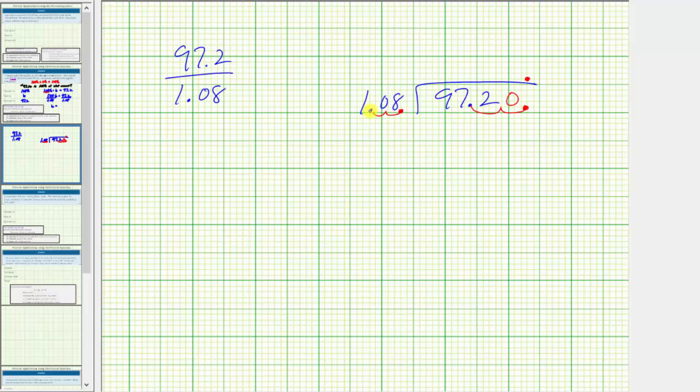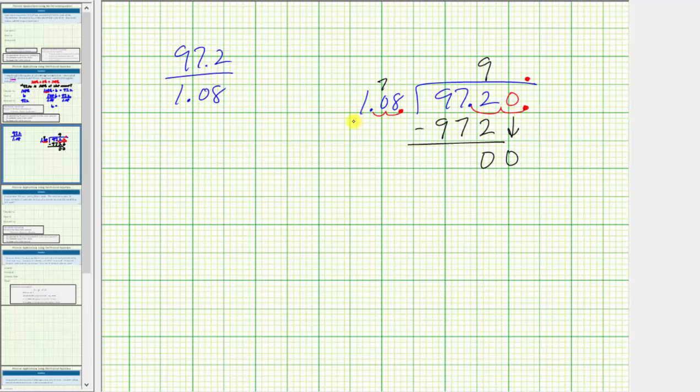So the first question is how many 108ths in 972, which I believe is 9. 9 times 8 is 72. Perform an exchange with the 7. 9 times 0 is 0 plus 7 is 7. And 9 times 1 is 9. Notice how there's exactly 9 108ths in 972. The difference is 0. Bring down the next digit.